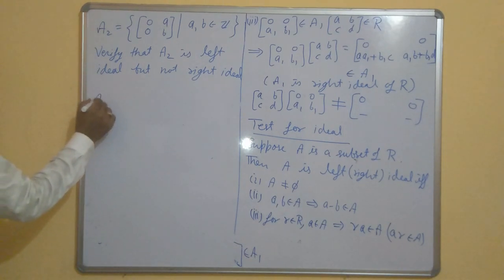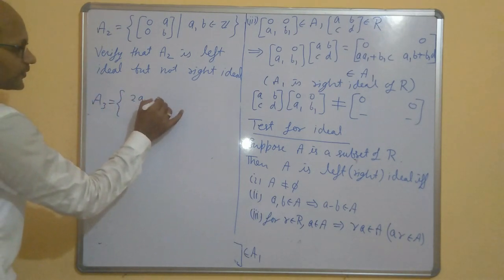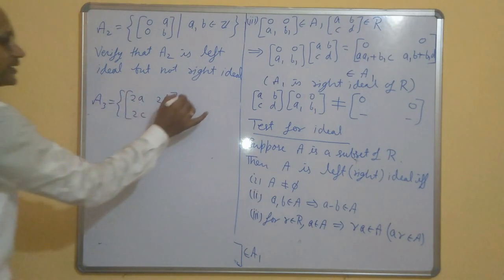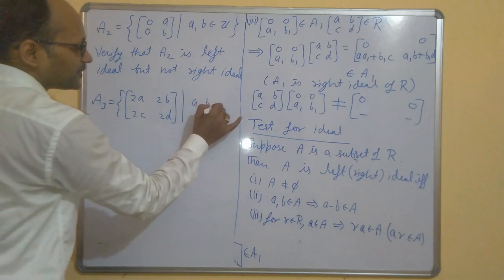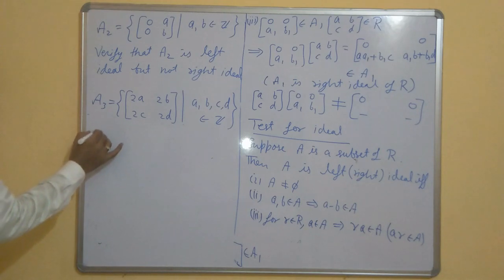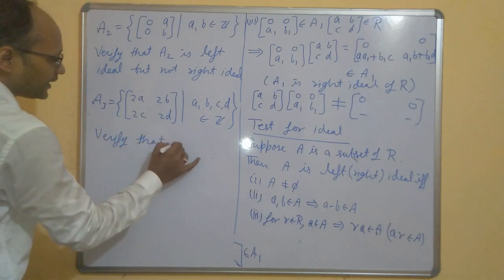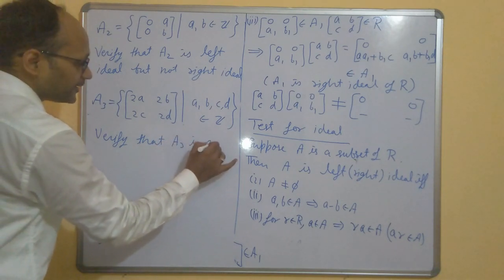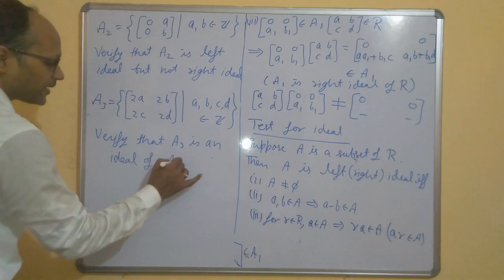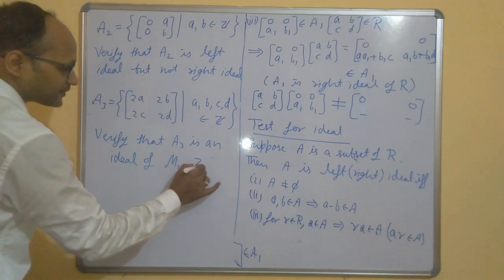So take A3 to be 2A, 2B, 2C, 2D, such that A, B, C, D belong to Z. Verify that A3 is an ideal of M2 cross 2 Z.